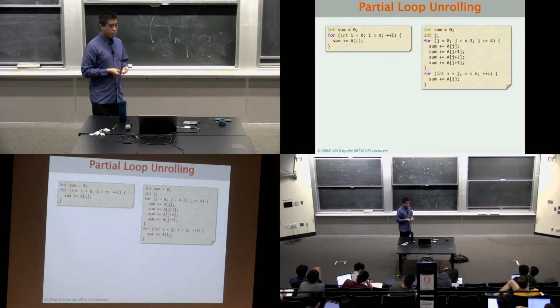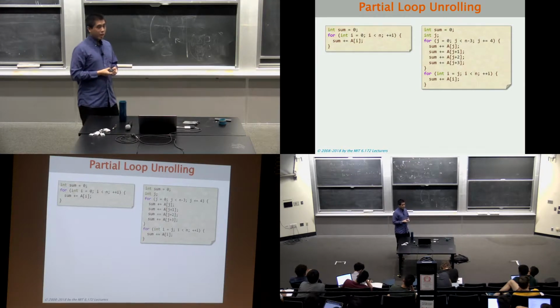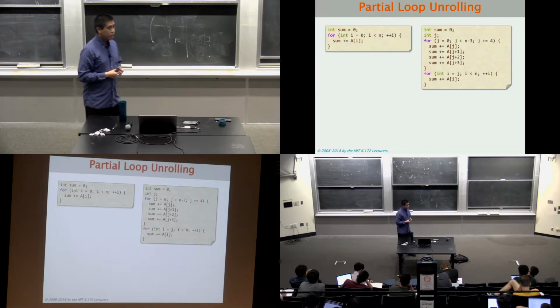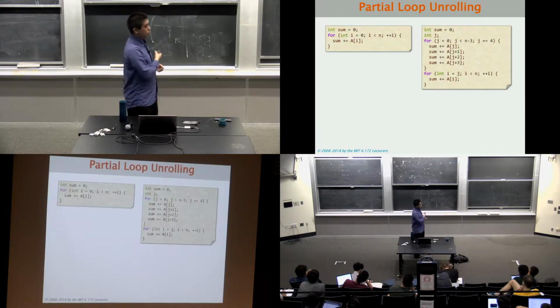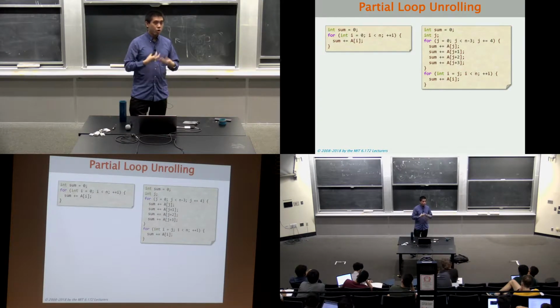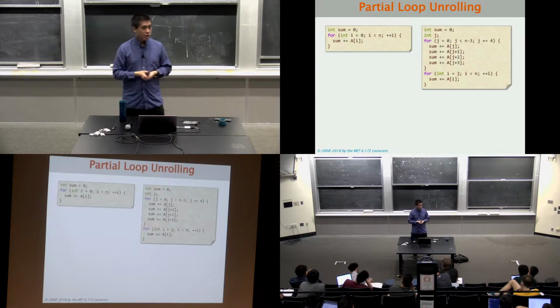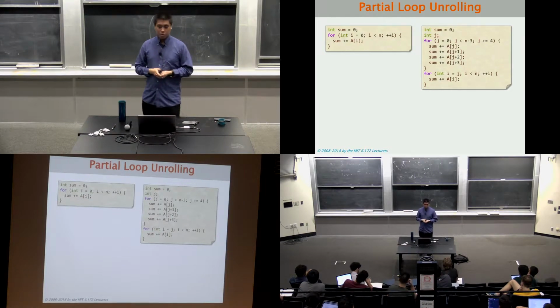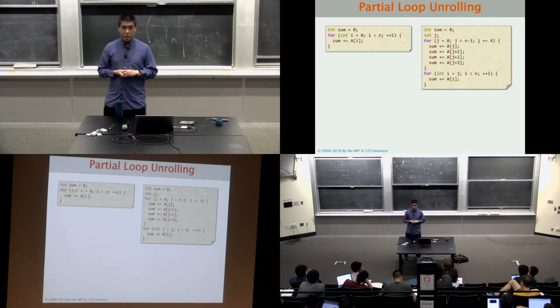But the second and much bigger benefit is that it allows more compiler optimizations, because it increases the size of the loop body, and it gives the compiler more freedom to play around with code and to find ways to optimize the performance of that code. So that's usually the bigger benefit.